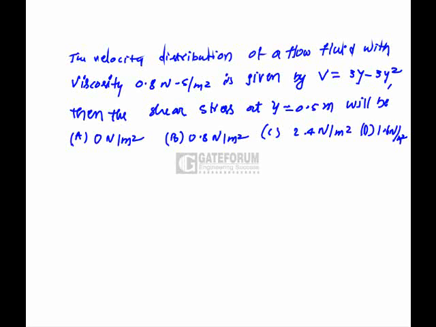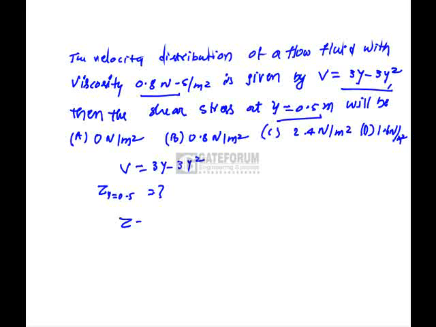The velocity distribution of a flow fluid with viscosity of 0.8 Newton second per square meter is given by the equation v is equal to 3y square. Then find the shear stress at y is equal to 0.5 meter. We know the shear stress tau is equal to mu into du by dy. So dv by dy is equal to 3 minus 6y.